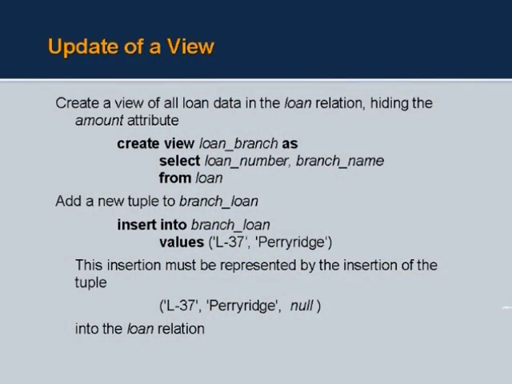But now, if you try to do the following, insert into branch loan values L37, Perry Ridge, what will the system do? The view is not an actual relation, so it cannot actually put a tuple in that relation. So the best thing it can do is go and update the underlying relation, which is loan, in a way such that this will appear in the view branch loan. And I can do that in this case by inserting L37, Perry Ridge, null into the loan relation, provided of course that the loan relation allows the amount to be null, which in a real bank will not be the case. They don't want the amount to be null. But if you allowed it, then a database might allow you to do this. So this is a relatively easy case.